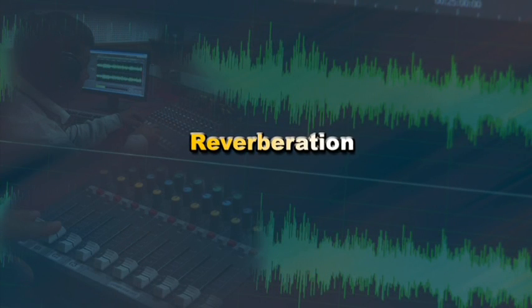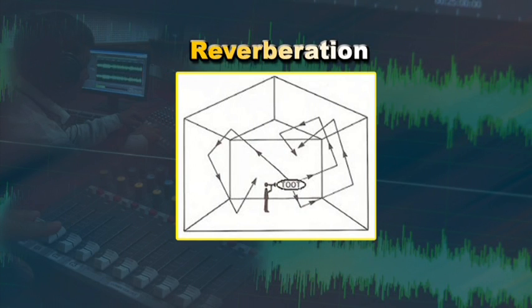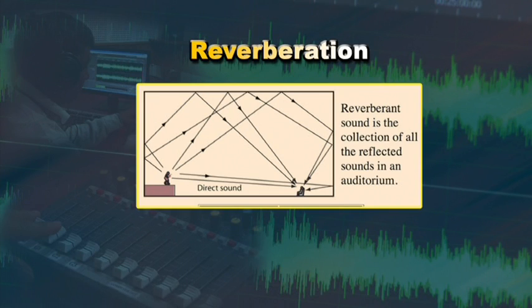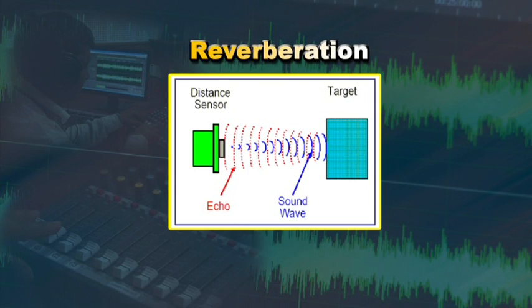Next in row is reverberation. A sound created in a big hall will persist by repeated reflection from the walls until it is reduced to a value where it is no longer audible. The repeated reflection that results in this persistence of sound is called reverberation. A reverberation often occurs in a small room with height, width and length dimensions of approximately 17 meters or less. Reflection of sound waves also leads to echoes.